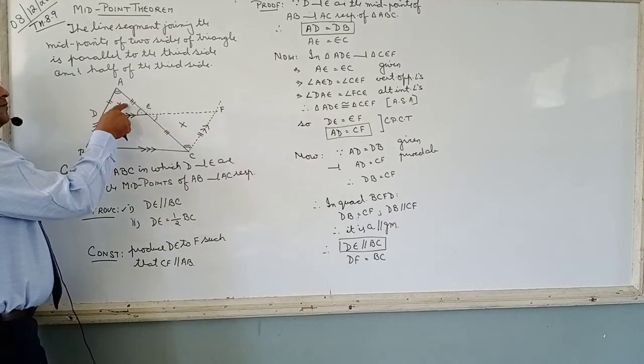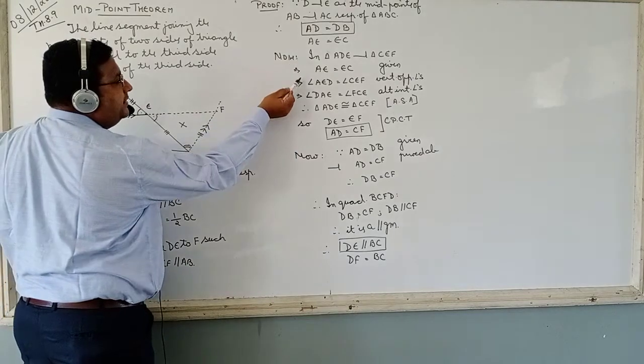How? Check. Sir, we had proved these two triangles congruent in the beginning. Here it is.